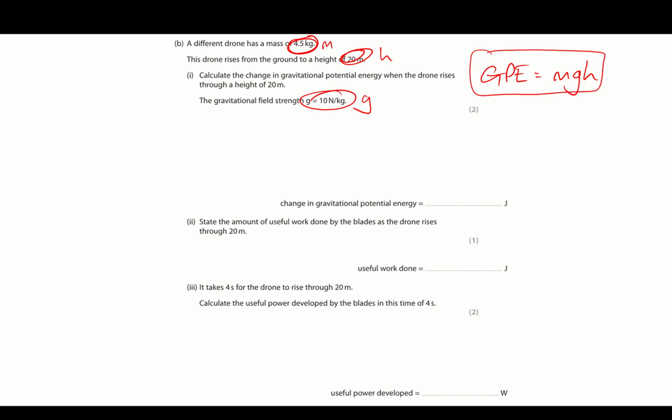Okay, so the next part, a different drone's got a mass of 4.5 kilograms. It rises 20 meters. Calculate the gravitational potential energy given that g. So we know GPE equals mgh, and we can see there's m, there's g, there's h, and we just got to multiply it all together. And again, that will be in your equation booklet at the back. So GPE equals mgh, 4.5 times 20 times 10. Gives us that energy there.